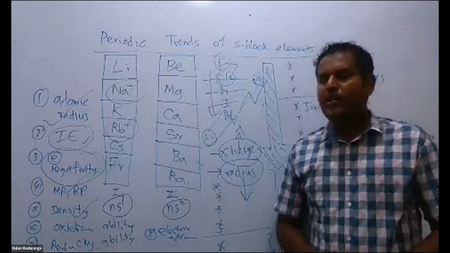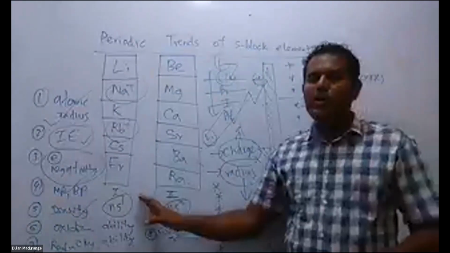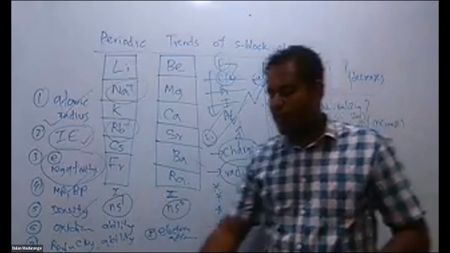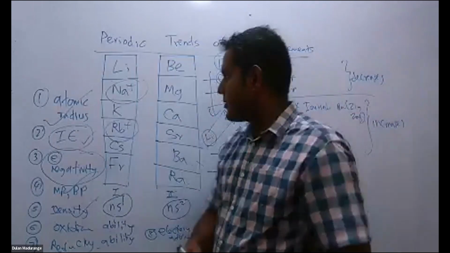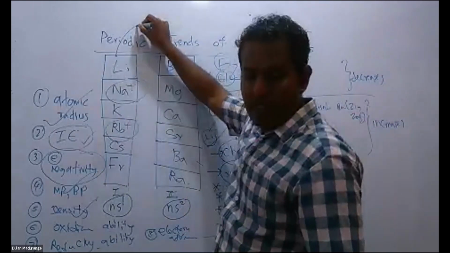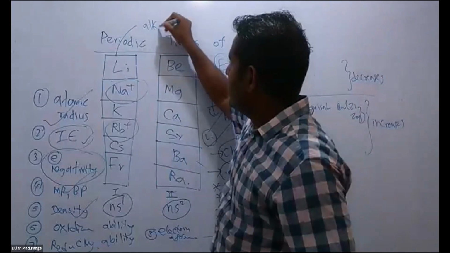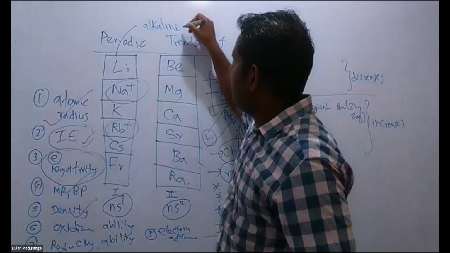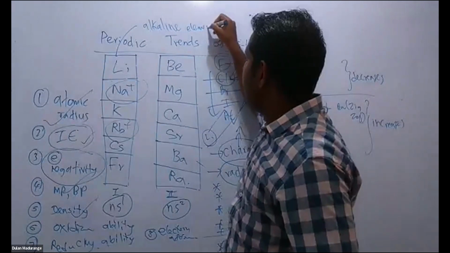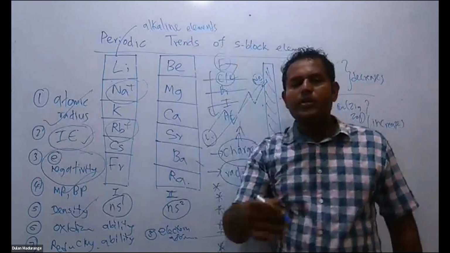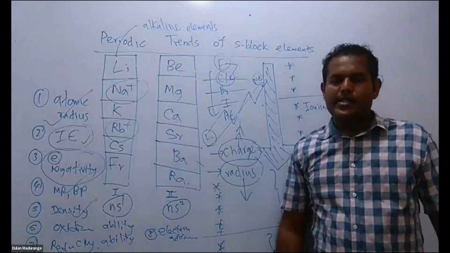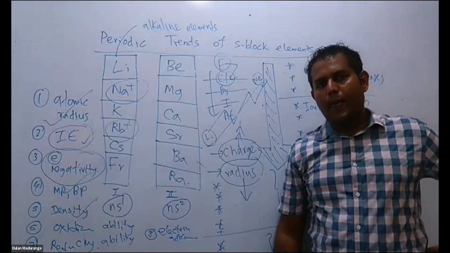Right? So that's the reason. Group 1 elements are called alkaline elements. Right? Got that? Alkaline elements. The reason is they form water soluble bases, bases that dissolve in water. Right?